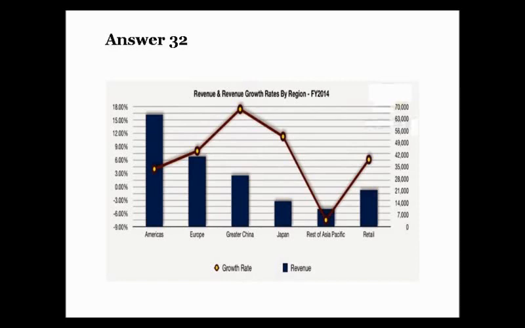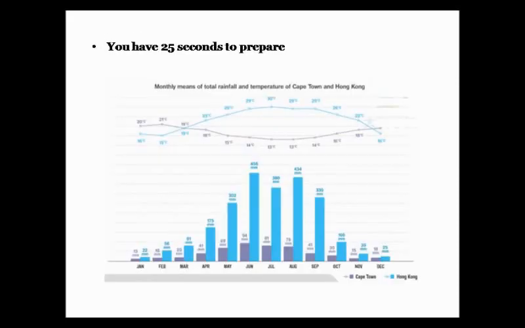Last but not the least, for revenue, the largest number can be found in Americas, which is about 65,000. In conclusion, I think this graph is very beneficial because it gives us a really good relationship between revenue and revenue growth by region in FY 2014.